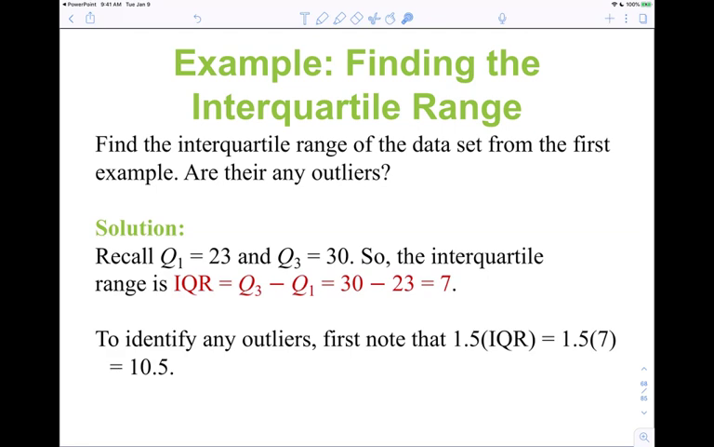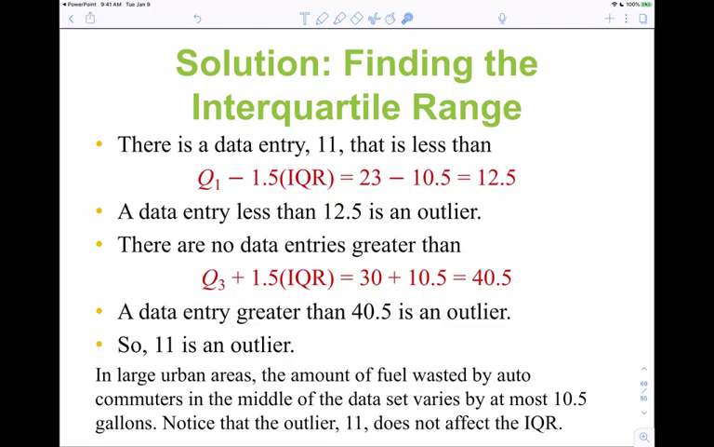So then if we take Q1 minus that 1.5 times IQR, so 23 minus 10.5, we get 12.5. So because the 11 is less than this 12.5, it's going to be considered an outlier. And if we take Q3 plus that 1.5 times IQR, we get 40.5. We don't have any entries beyond the 40.5, so there are no outliers going to the right. But we do consider the 11 because it's less than Q1 minus 1.5 times IQR. So the 11 is considered an outlier. I think when we look at the box and whisker plot, that'll help with all of that.